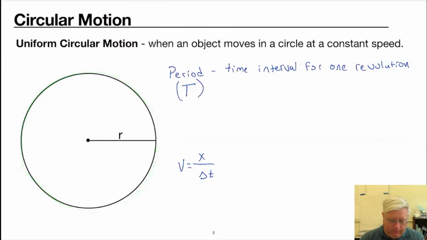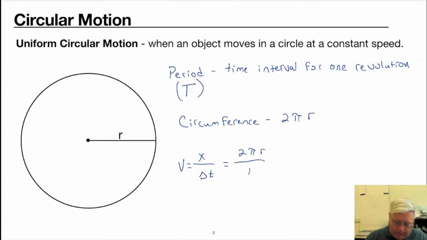And what is circumference? Right, circumference, hopefully I spelled that right, is 2 pi r. Right, 2 pi times the radius. So that's the distance it would travel in one full revolution. So for this speed here in uniform circular motion, it would be 2 pi r over the period.